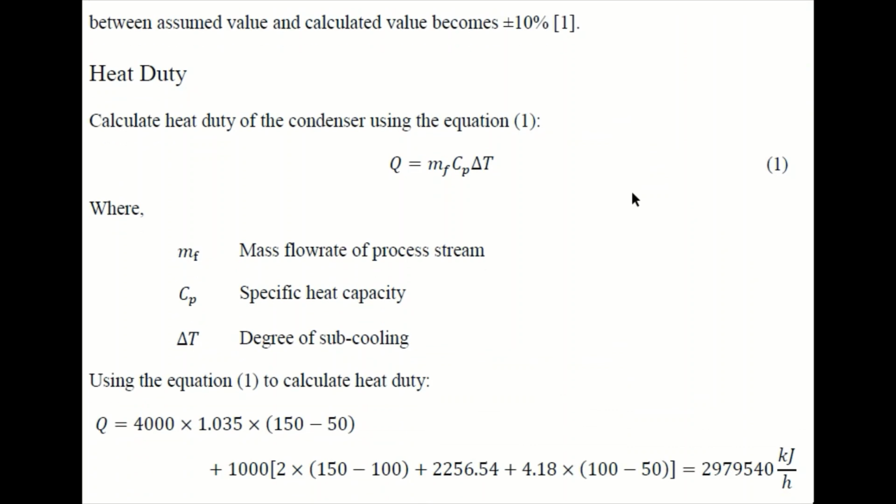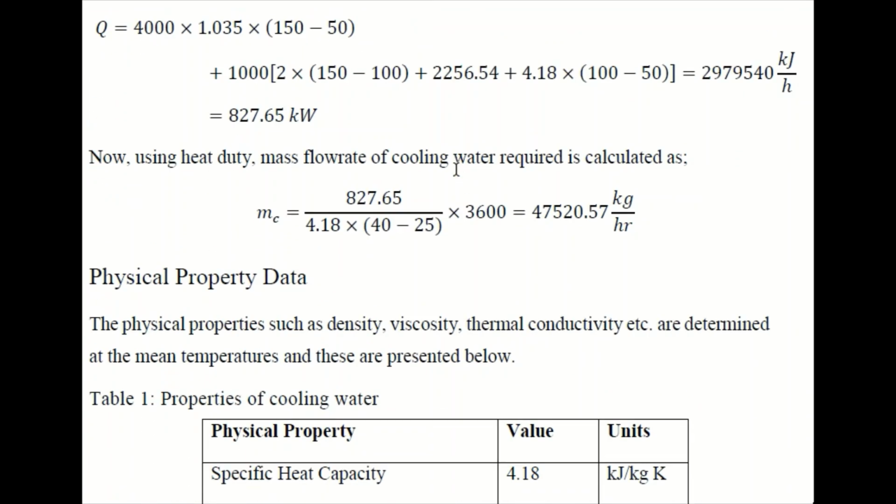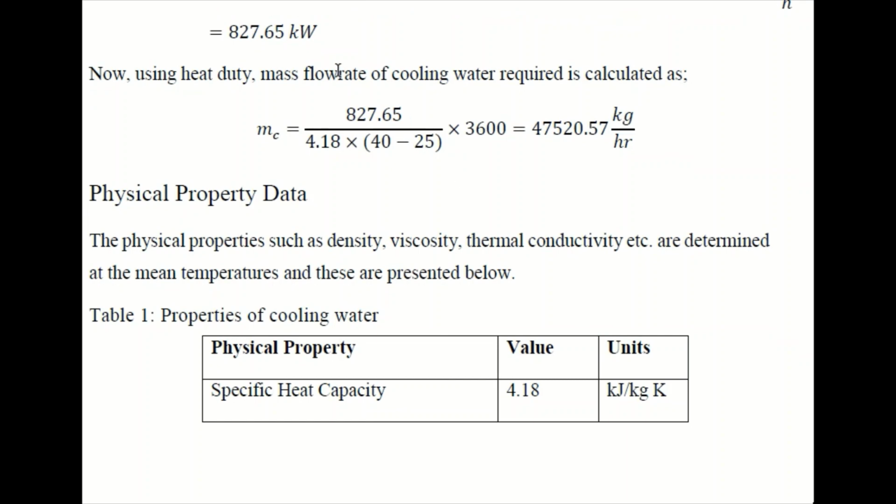So first step is determination of heat duty, which is Q is equal to m Cp delta T. We need flow rate, specific heat capacity and temperature difference, so we can easily determine this value of heat duty. Then based on the heat duty we can find the mass flow rate of cooling water or utility or process stream required.